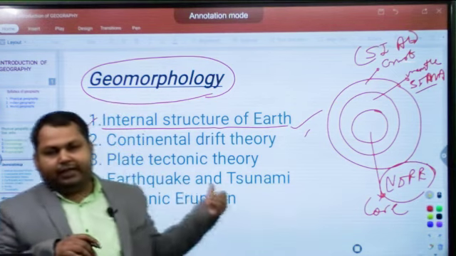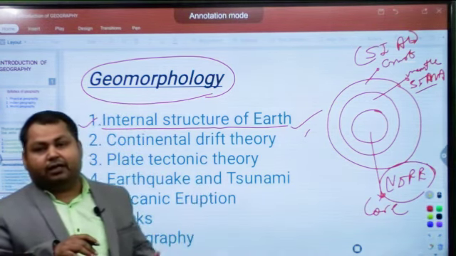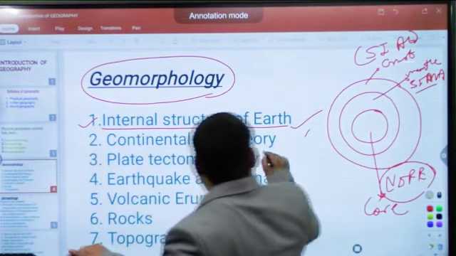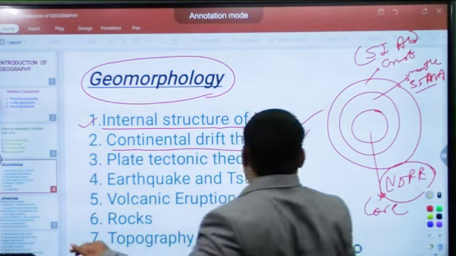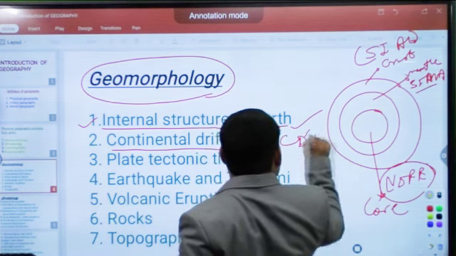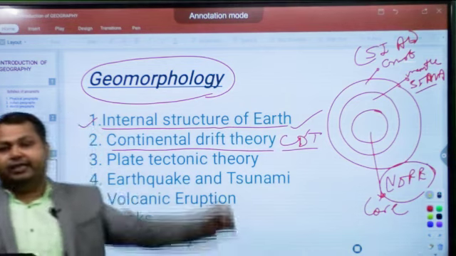And this topic will take around 3 to 4 hours to understand completely. The second topic is the continental drift theory, in short CDT.